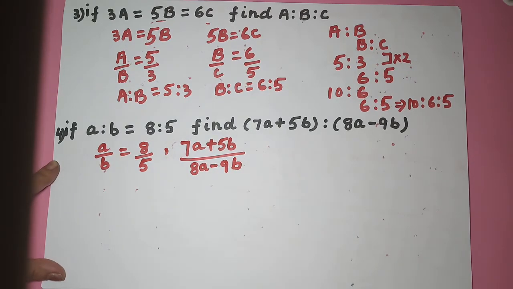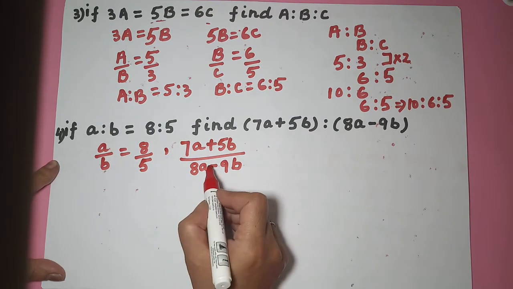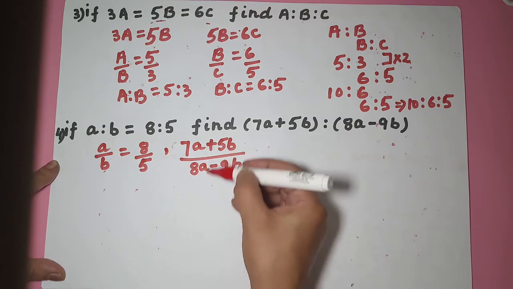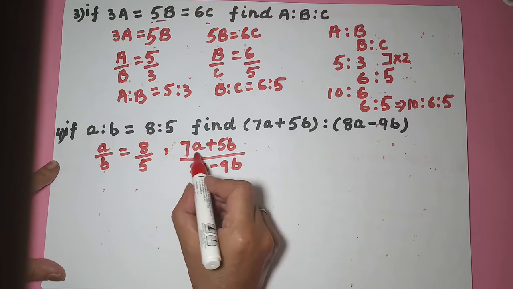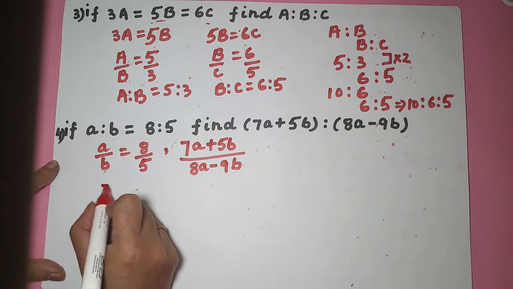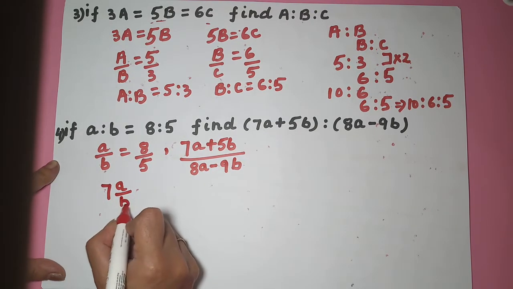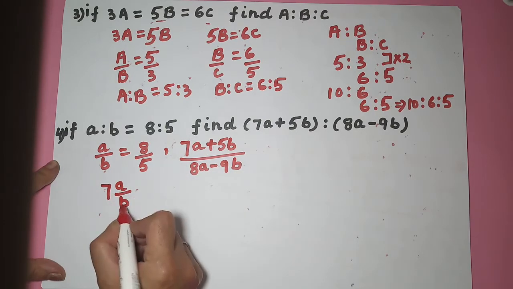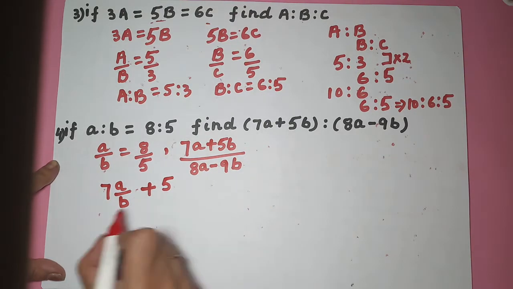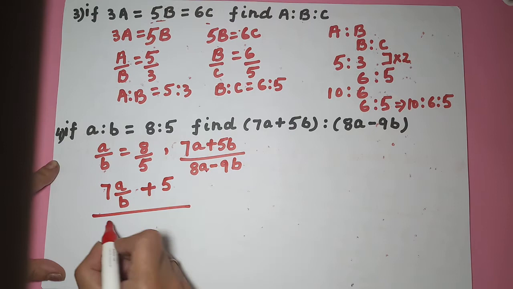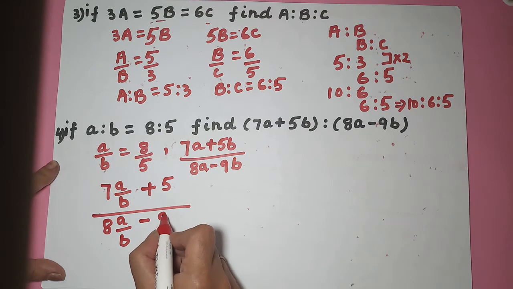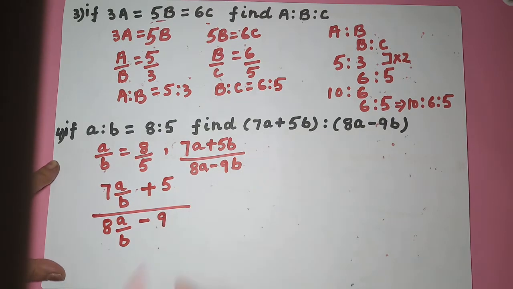Now I have the value for A upon B. In these types of questions, what you should do, you should divide the entire terms. I mean throughout this component, you should divide it by B. Let's divide each term here by B. So what will I get? 7A by B. If I divide this by B, I'll get 7A by B plus 5. B by B, B and B will go. I'm left with only 5 divided by 8A by B and minus 9, because if I divide 9B by B, B and B will go.